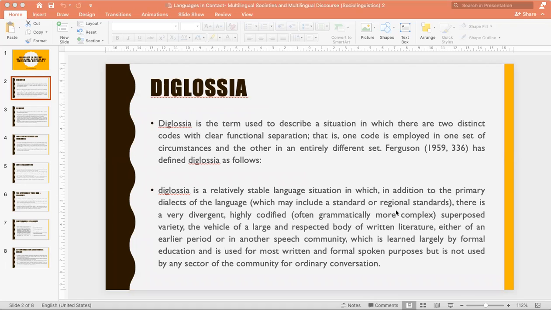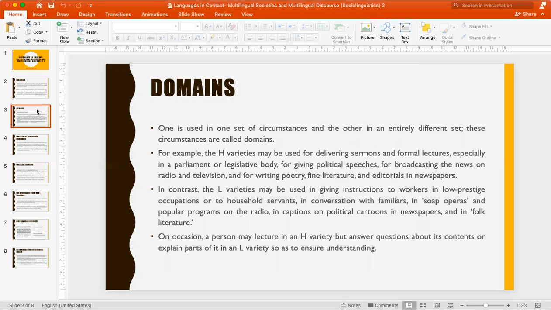In the same article, Ferguson, for diglossia, identifies four language situations which show the major characteristics of the diglossic phenomenon. In each situation, there is a high variety, H, of language and a low variety. Each variety has its own specialized functions and is viewed differently by those who are aware of both.